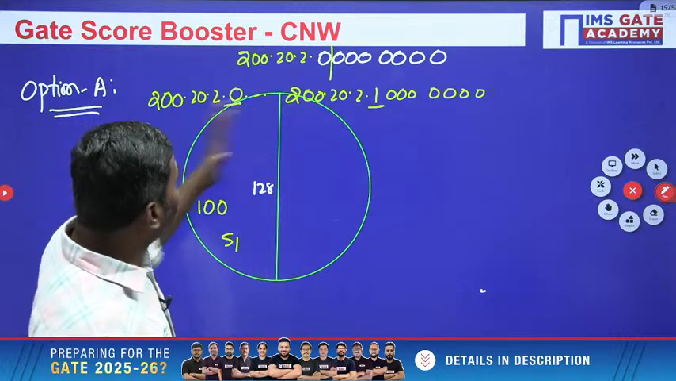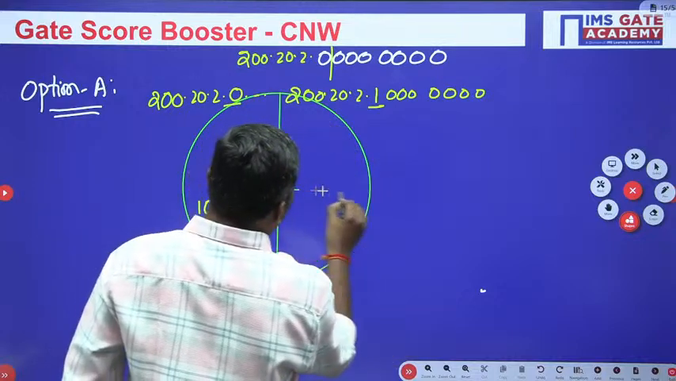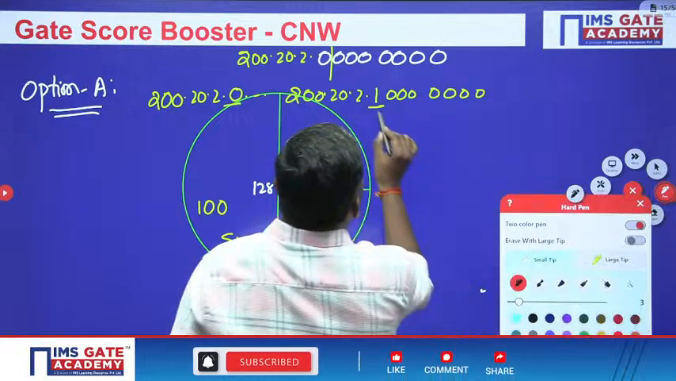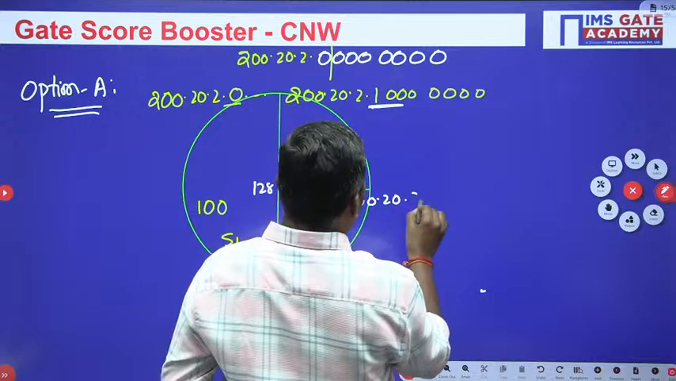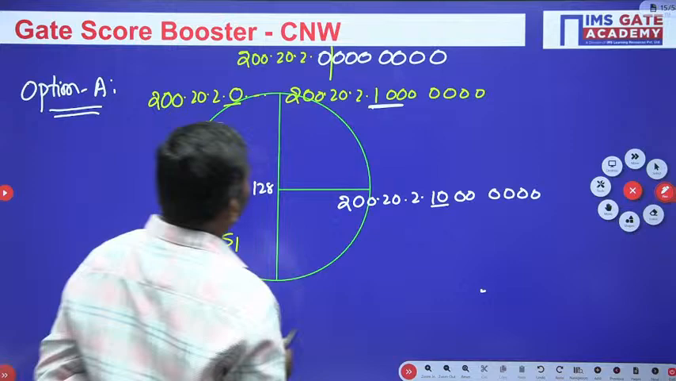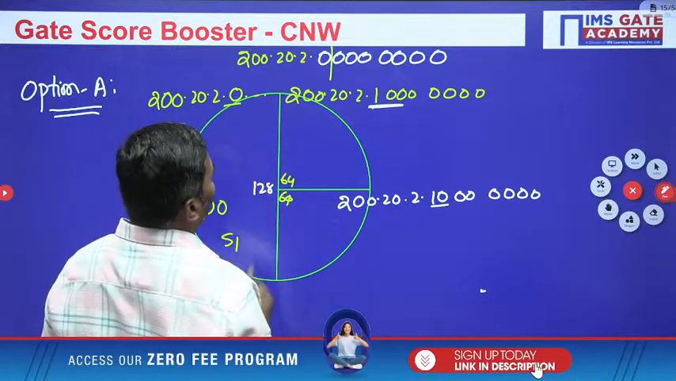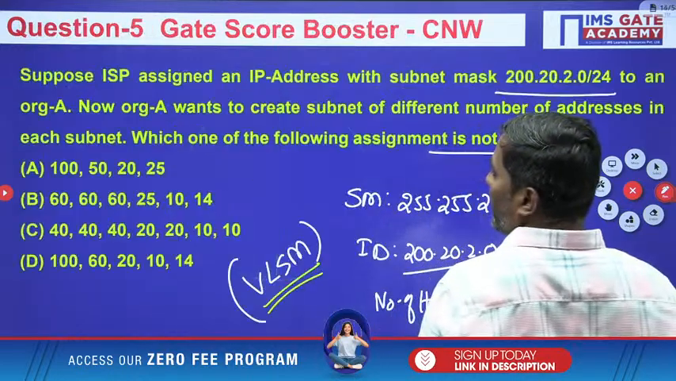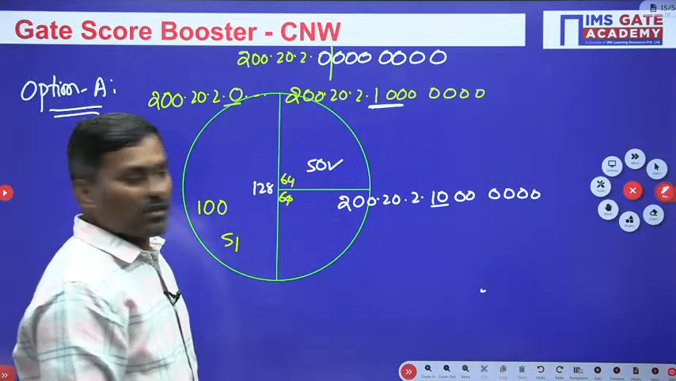But further I need the 50 assignment. So what I will do is divide this part in half again. Meaning I am reserving 2 bits. This can start with 200.20.2.10000000. This size is theoretically 64. Now 50 I can assign easily. Yes or no, 50 I can assign. Then 20 and 25. Now this remaining size is 64.